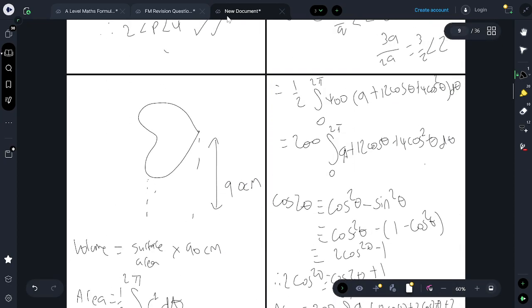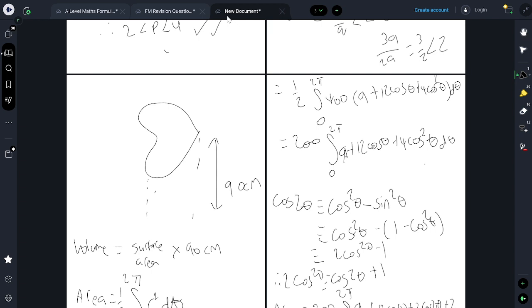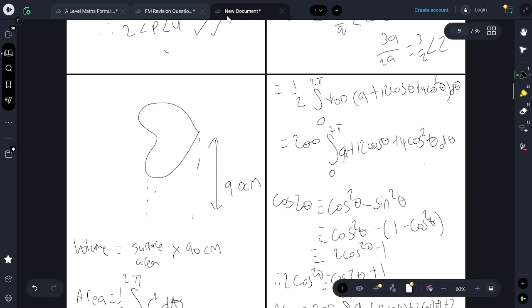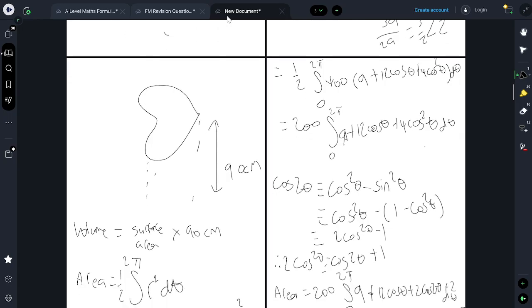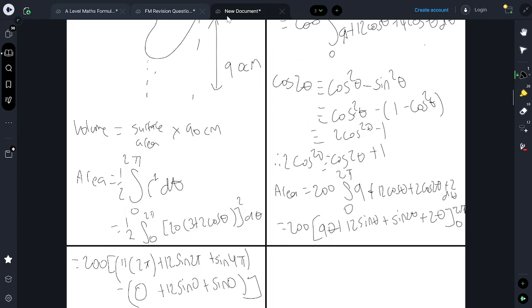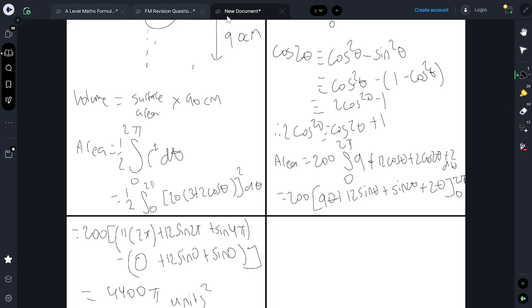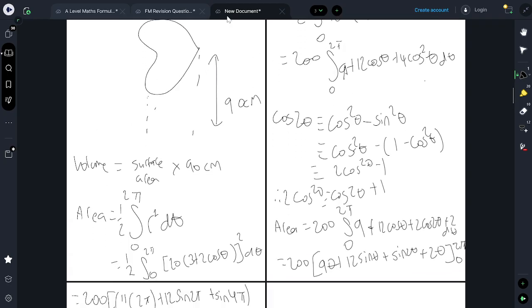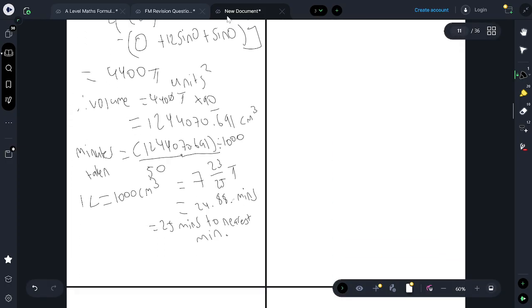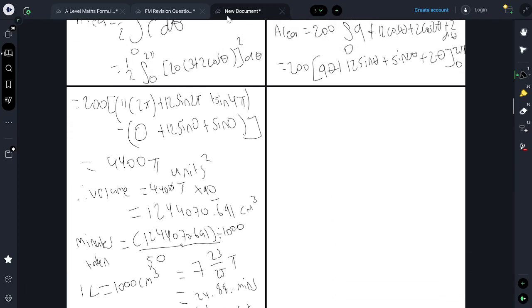So again, to run down this part, we need to essentially find the volume of a pond which has this surface with a depth of 90. So the surface area times the depth will give us the volume. To work out the surface area, this is the curve, so we need to use integration to find the area of the curve. It's like any other polar integration question, and then some stuff at the end. Okay, hopefully that made sense.